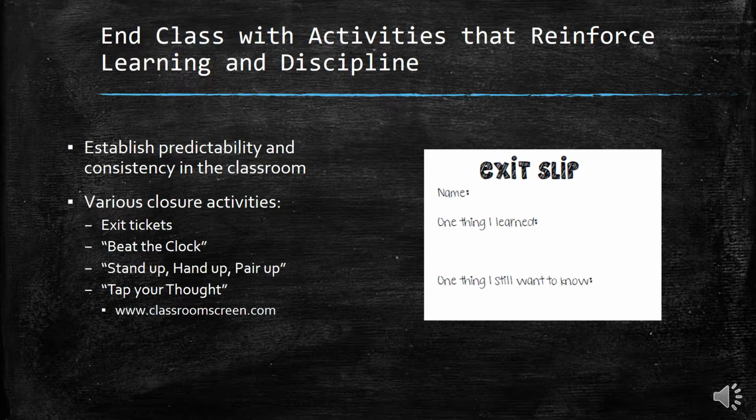Another one that I've used is called Beat the Clock. They'll have 10, 15, 20 seconds to think about an answer to a question that I ask out loud. And at the end of that time period, I'll just randomly say a student's name, and that student will have to give me some kind of answer. There are no right or wrong answers in this, so I always give positive reinforcement to these students, and then I move on to another question.